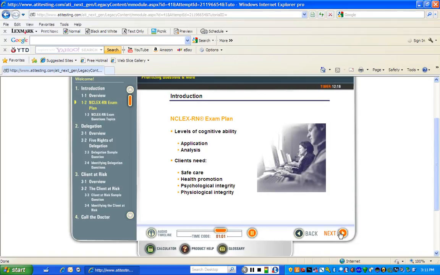In addition, the NCLEX is divided into categories. These are not the typical categories you may have been familiar with at school, like Med-Surg or Psych or OB. Instead, the NCLEX looks at client needs, areas which are defined as safe care, health promotion, psychological integrity, or physiological integrity. The majority of the questions are in the physiological needs category, followed by safe care, health promotion, and finally, psychological care.